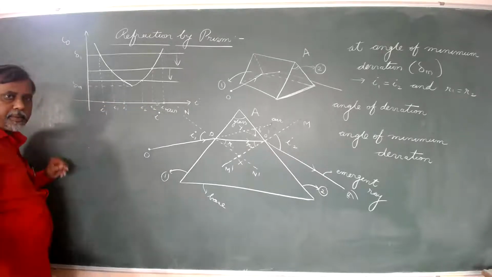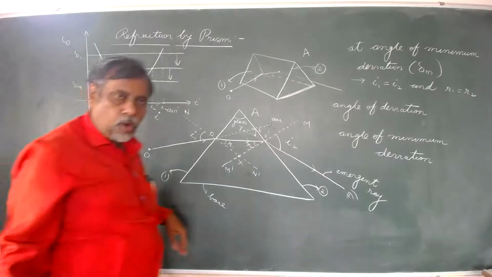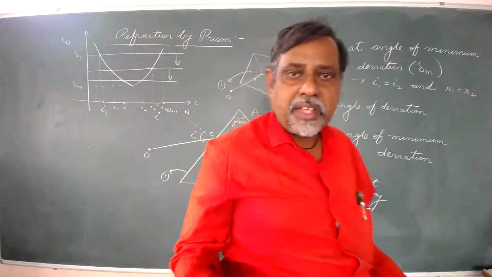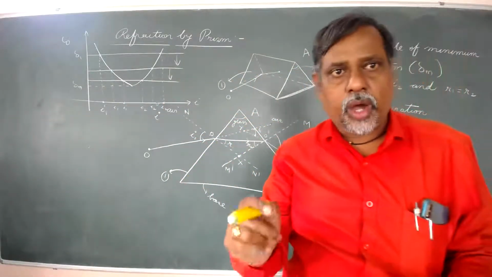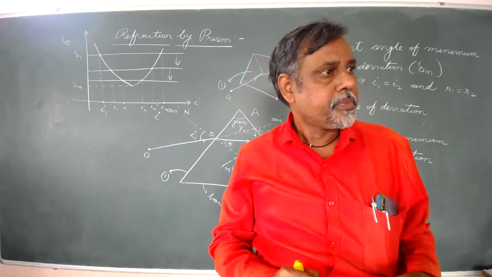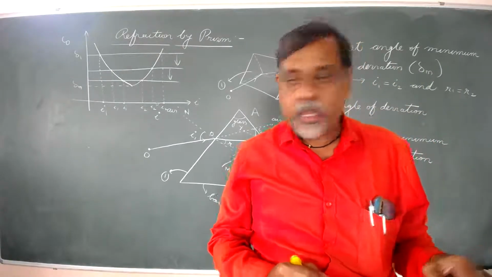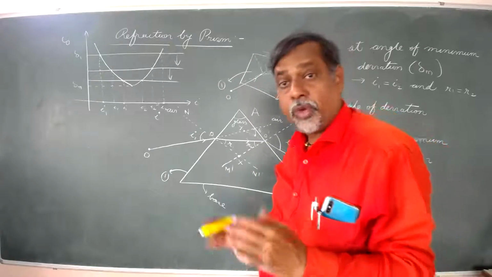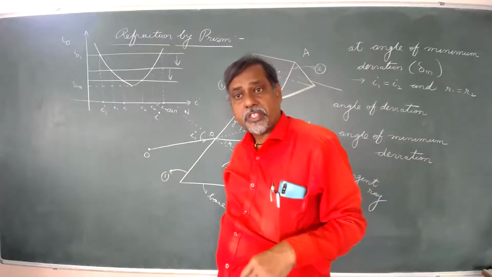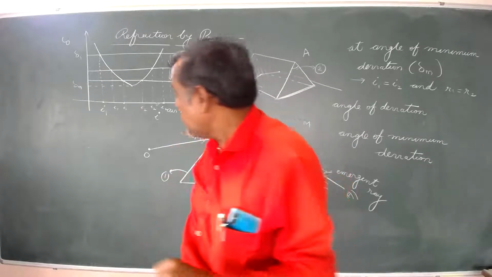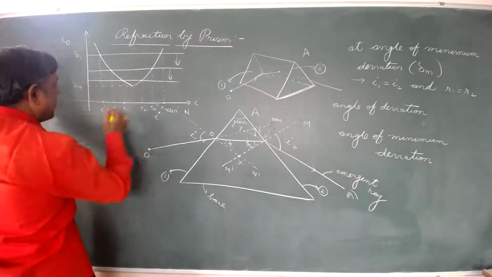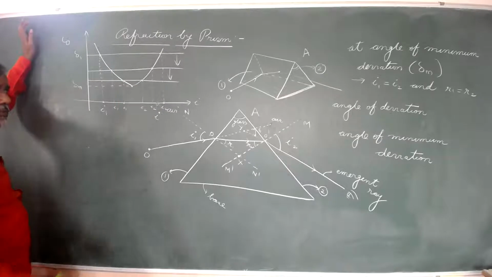What's happening over here? As you move closer and closer to the angle of minimum deviation, the distance between I1 and I2 will be decreasing. Okay, if you take the point exactly, that is the angle of minimum deviation.